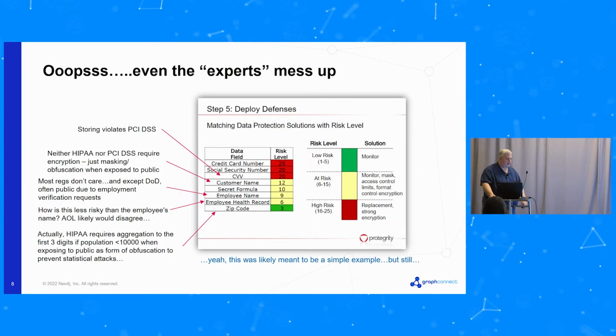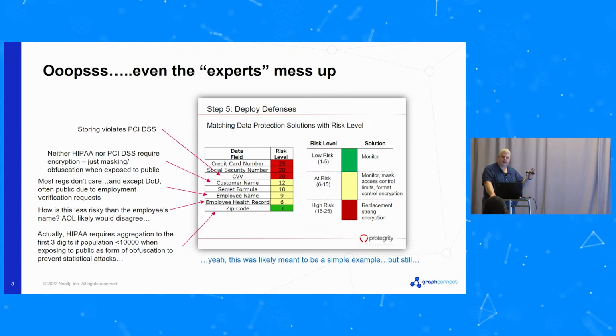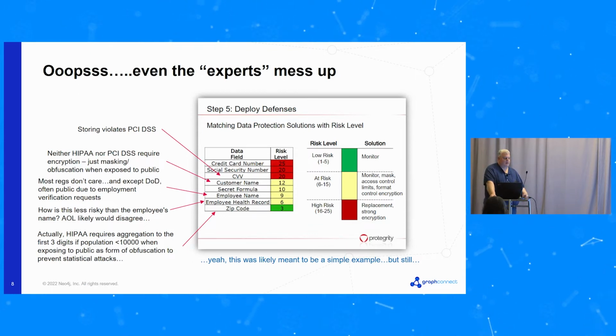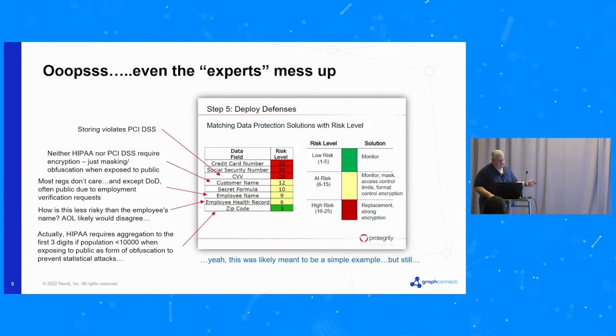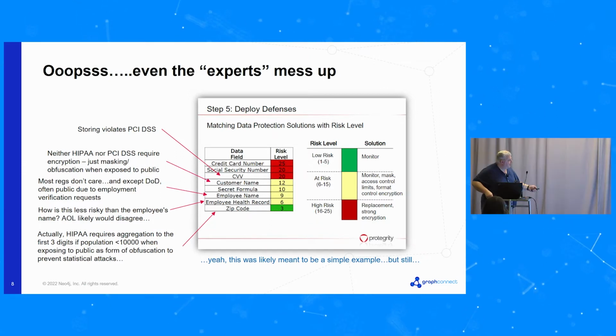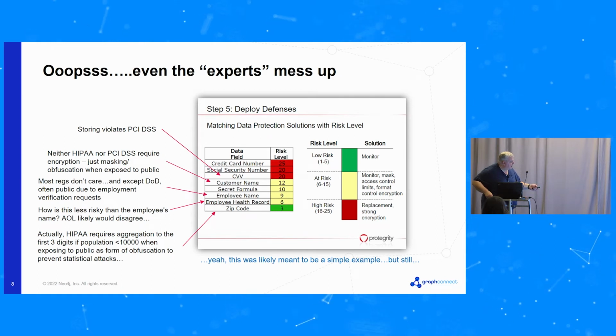So I worked with Protegrity, a good company, but even the experts mess up sometimes. This may be just a simple example, but for example, they have on here storing the CVV. They're not allowed to do that, okay? And then they also said that employee health record is probably less of a risk than the employee name.